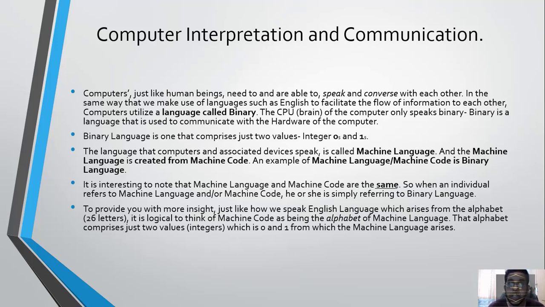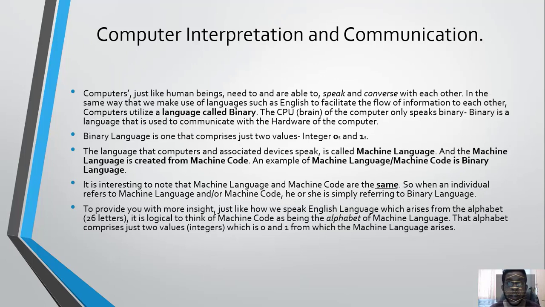Computer interpretation and communication. Computers, just like human beings, need to and are able to speak and converse with each other. In the same way that we make use of languages such as English to facilitate the flow of information to each other, computers utilize a language called binary. The CPU, brain of the computer, only speaks binary. Binary is a language that is used to communicate with the hardware of the computer.